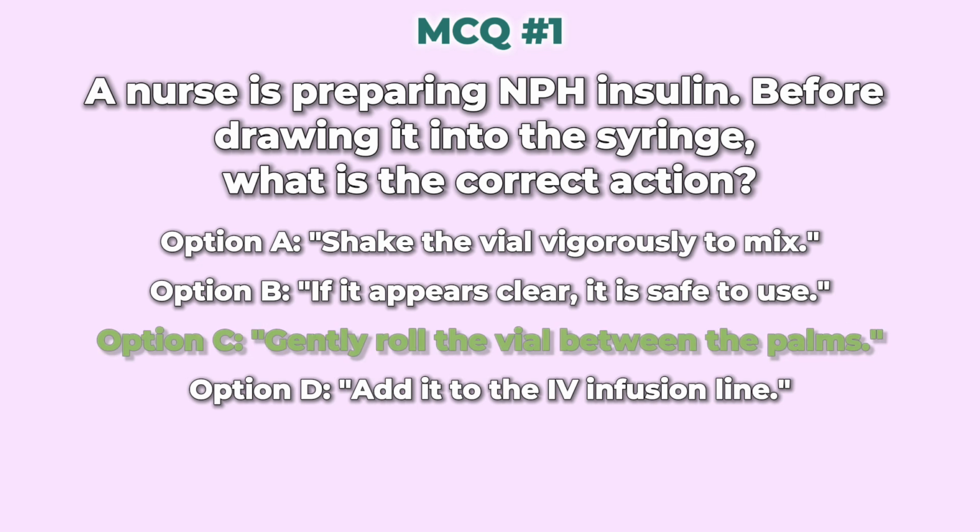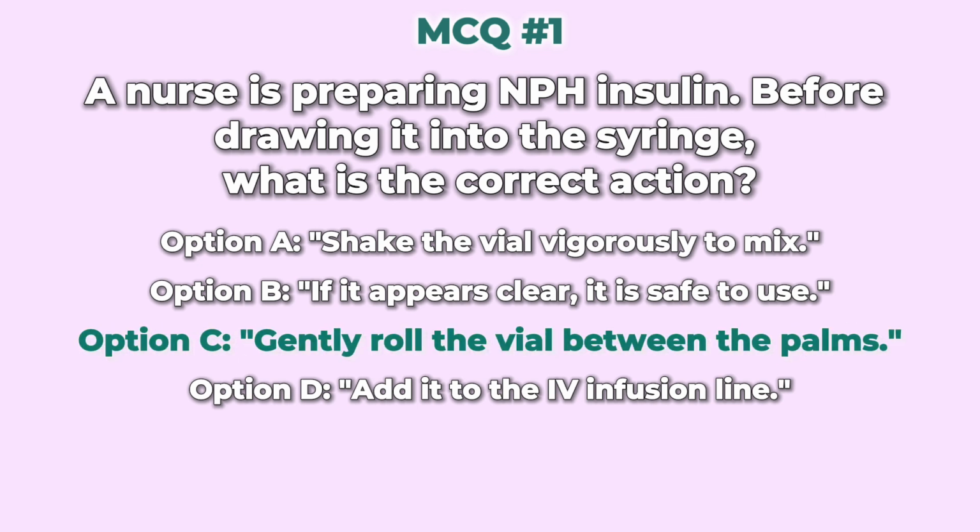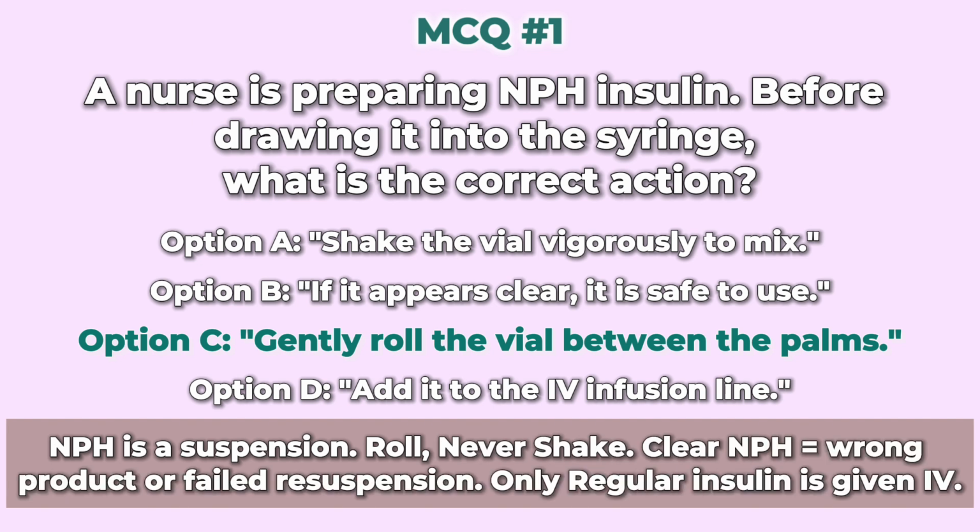The correct answer is C. Gently roll the vial between the palms. NPH is a suspension. It must be gently rolled to mix the protamine particles evenly. Option A is wrong. Shaking creates bubbles and damages the insulin. Option B is wrong. NPH should appear cloudy. If it is clear, there is a problem. Option D is wrong. NPH cannot be given IV. Only regular insulin can be administered intravenously.